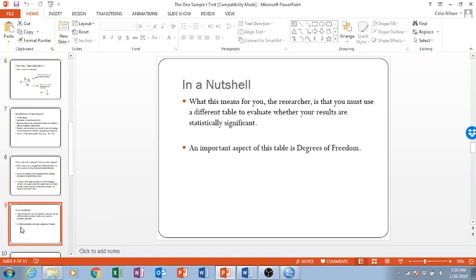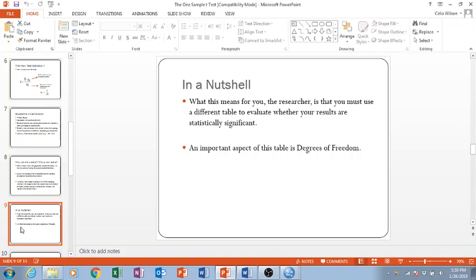So what does all that mean? Well, in a nutshell, that means for you, the researcher, you must use a different table to evaluate whether your results are statistically significant. So if you think back to those Z tables, we had one Z table. We had values from 3 all the way to 0 as far as the Z goes. And we know that the negative value, so -3, we're just using the absolute value. So we had all the values needed in the one table.